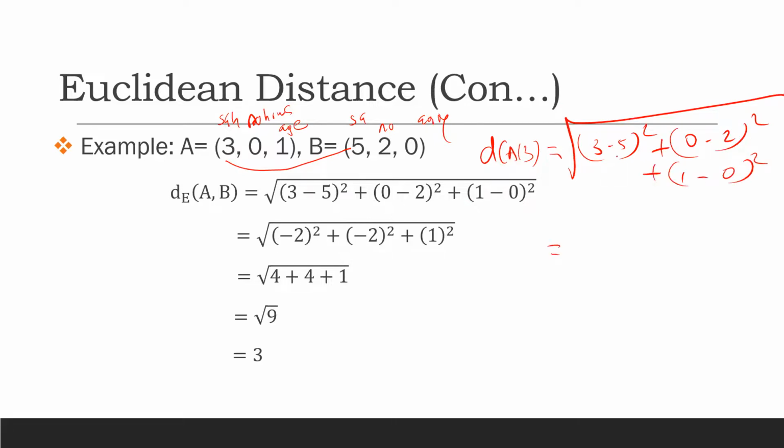What is that? 3 minus 5 is minus 2, minus 2 to the power 2 is 4. 4 plus (0 minus 2), minus 2 to the power 2 is 4. 4 plus 1, whole thing square root of 9. Square root of 9 is equal to 3. This is the way you can calculate the Euclidean distance.